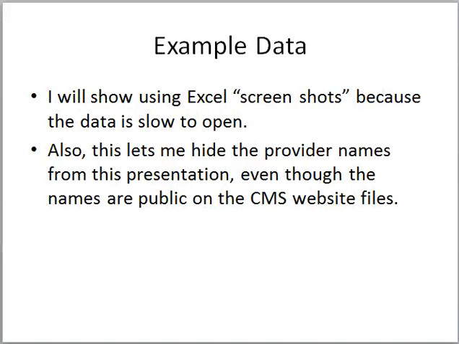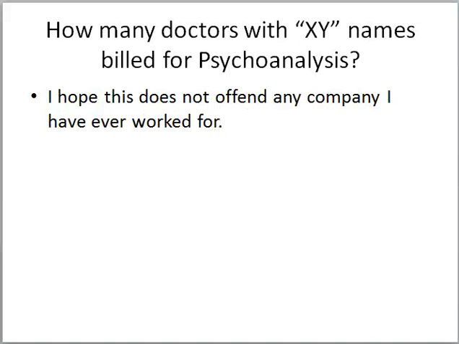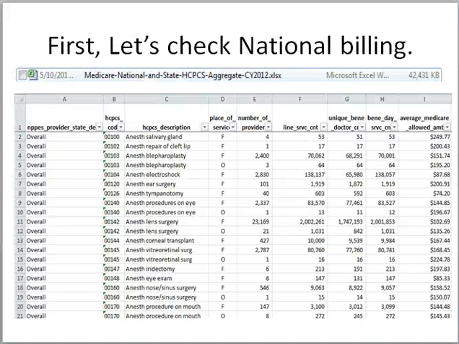As I said, I'll be showing Excel screenshots because the data is slow to open, and this lets me hide the provider names. So the first question I thought I'd ask is how many doctors with XY names billed for psychoanalysis? I was pretty sure this would not offend any company that I've ever worked for as a consultant. And first, let's check the national billing.